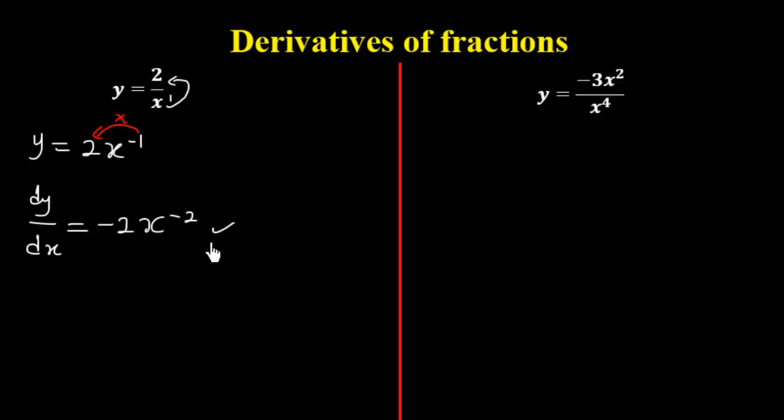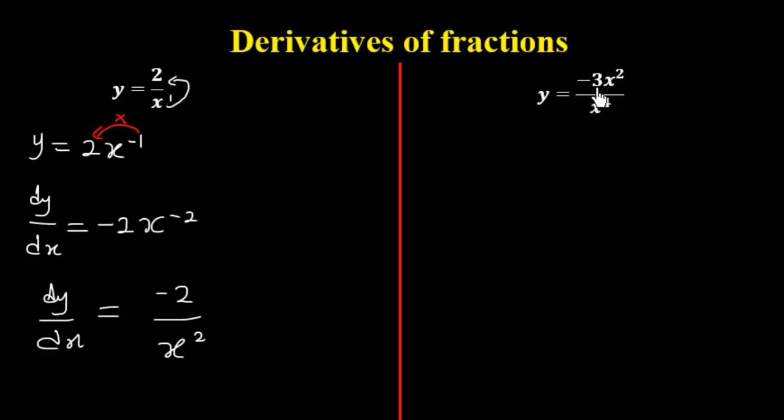But if you want to write this in fraction form, then we also have to move the x to the power negative 2 to the denominator side, and the sign also has to change. So dy/dx is equal to negative 2 all over x to the power 2. When it was in the numerator, the exponent was negative 2. The moment it moves down here, the sign has changed from negative to positive. Good.